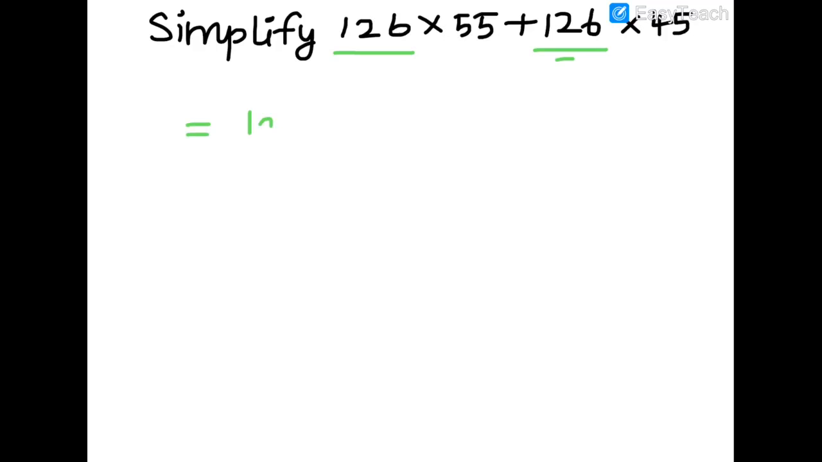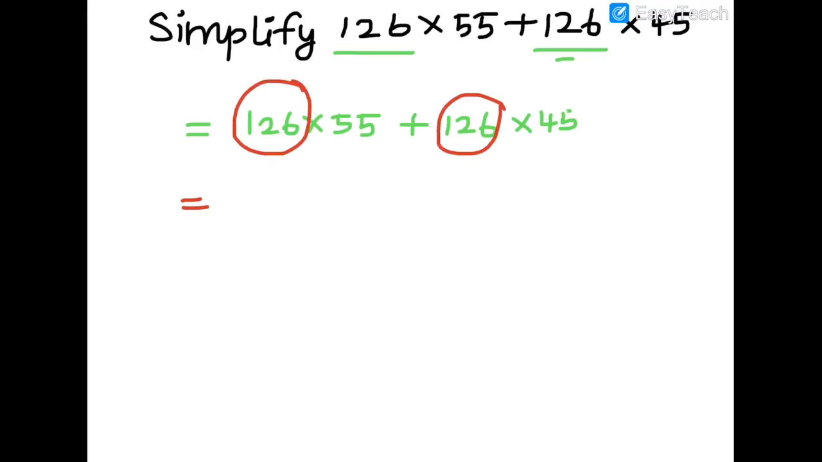First we have to write this sum, 126 into 55 plus 126 into 45. How can we write it? First we have to look at what the common numbers are. 126 here, also 126 here. So we simply take one common number, any one of these two, because it is common. So the common number is 126.